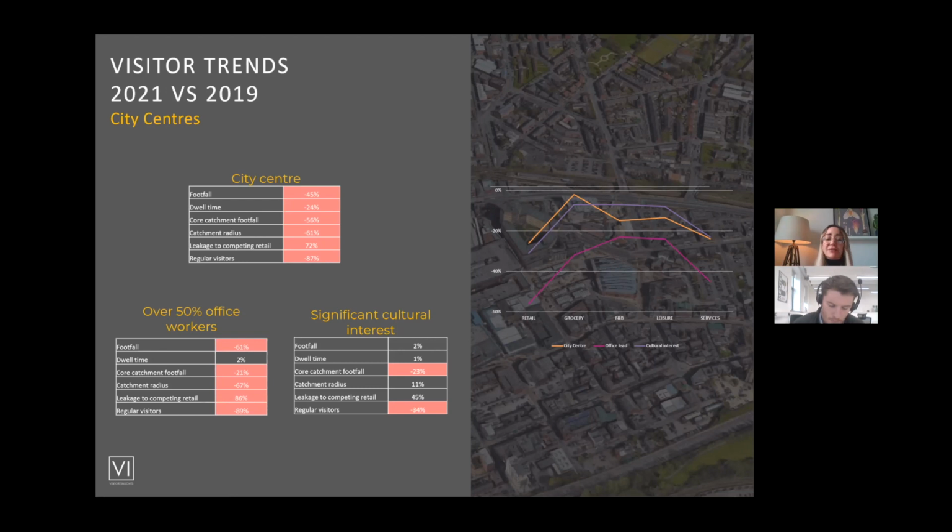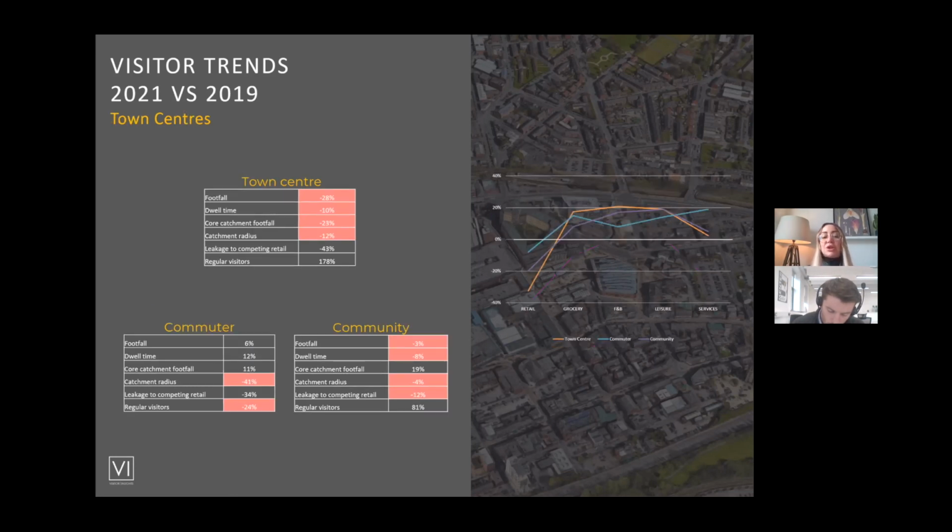So those that had a significant proportion of office workers are still showing really negative trends in terms of that return to pre-pandemic behaviours and footfall levels. But interestingly, those that had a significant cultural interest bucked the trend in that wider city centre bucket, where there was actually an increase in footfall. Dwell time remained pretty much similar to what we were seeing in 2019. And really importantly, there was an increase in the catchment radius in some of those cities compared to 2019 levels.